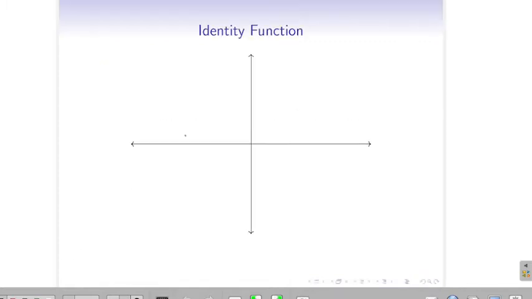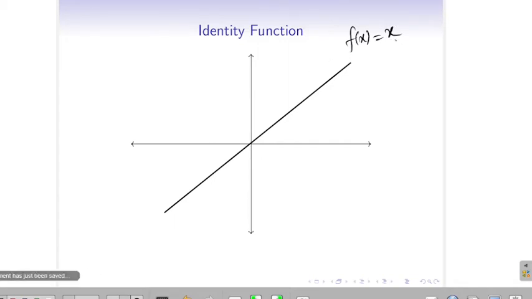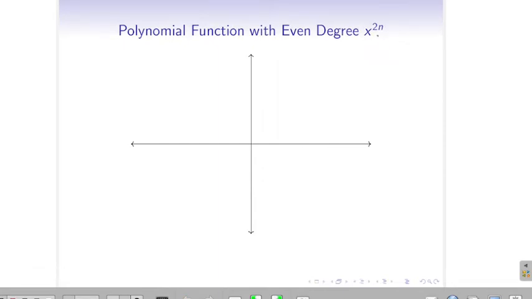First of all, we have the identity function. We can represent it by f(x) = x. And the graph of it is something like this. It is a straight line which passes through the origin. As you put the values of x as input, the same value will be the output. Very easy. Then the other is x^2.